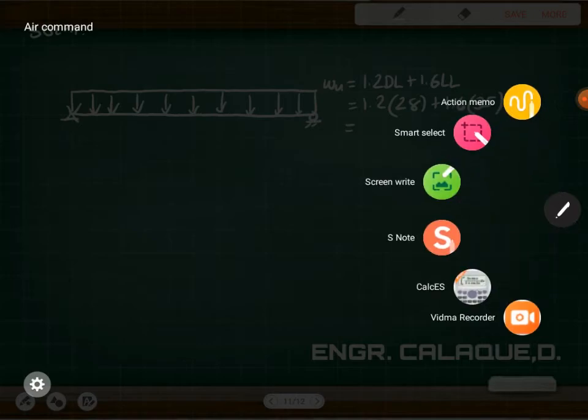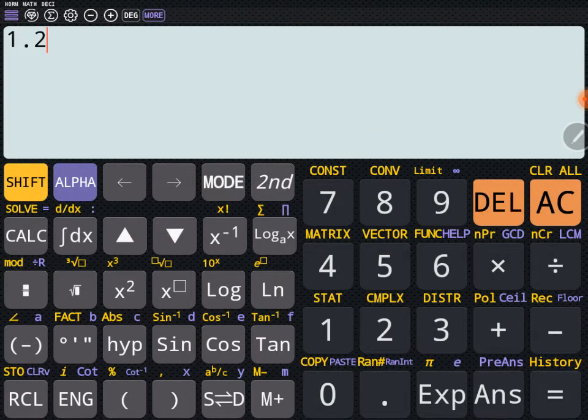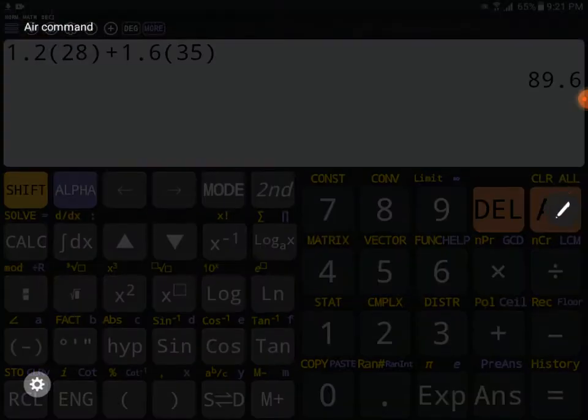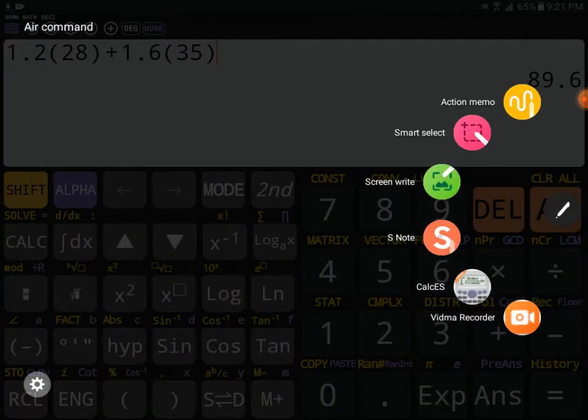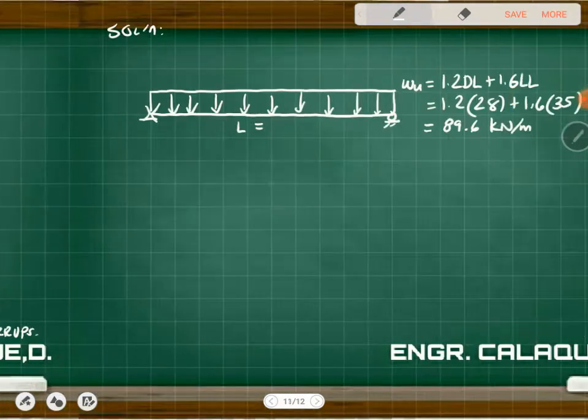So therefore meron tayong 1.2 times 28 plus 1.6 times 35. So we have 89.6 kilonewton per meter. So yung length na to is 8 meter.